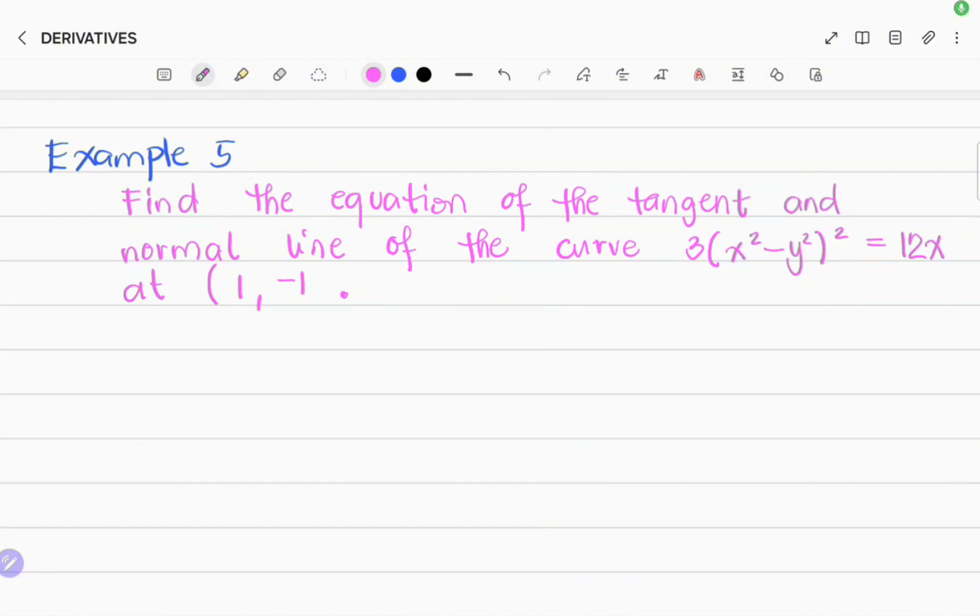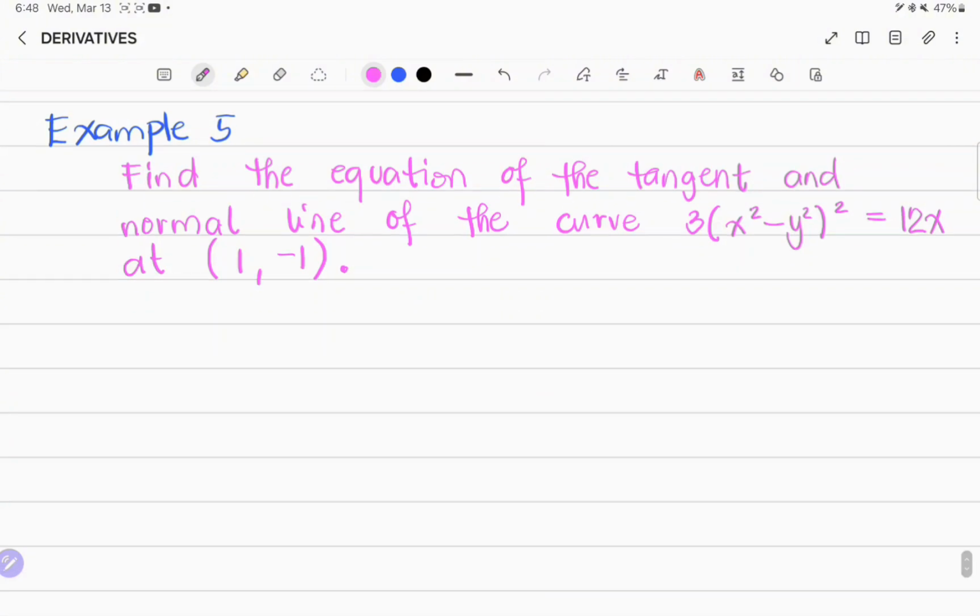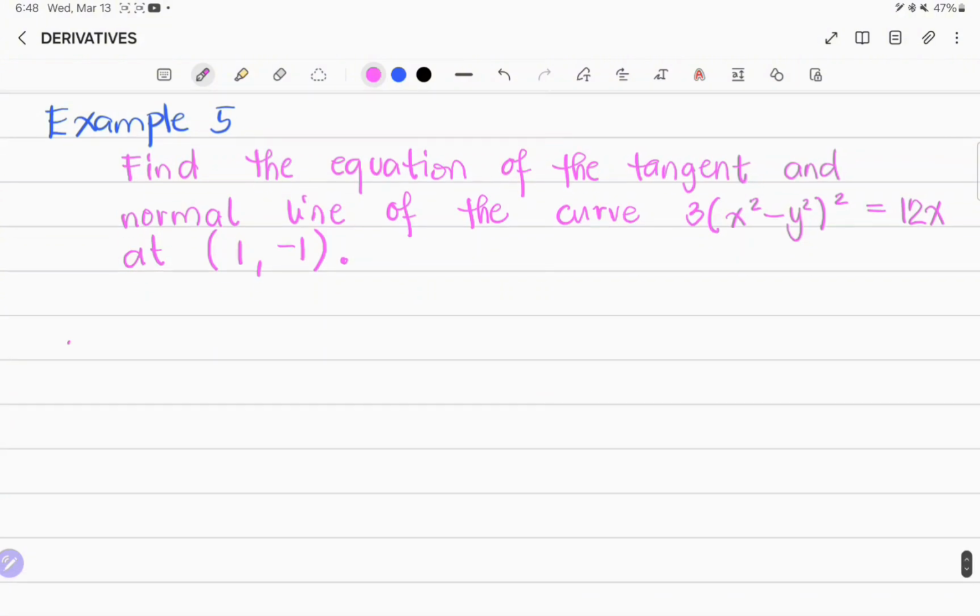So we have example number 5. We have to find the equation of the tangent and of the normal line also of the given curve 3x squared minus y squared is equal to 12x at the coordinate or point of tangency that is 1 and negative 1. So in order to do that, we have to derive first the given function that is 3 times x squared minus y squared raised to 2 is equal to 12x.